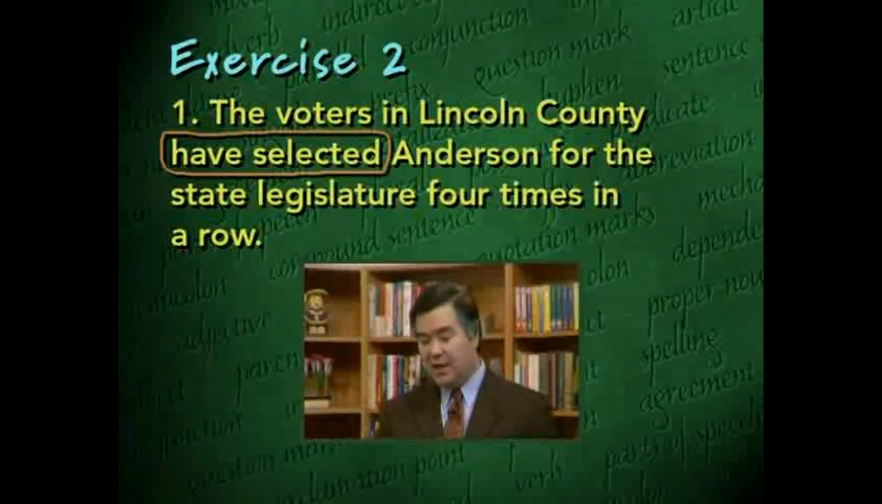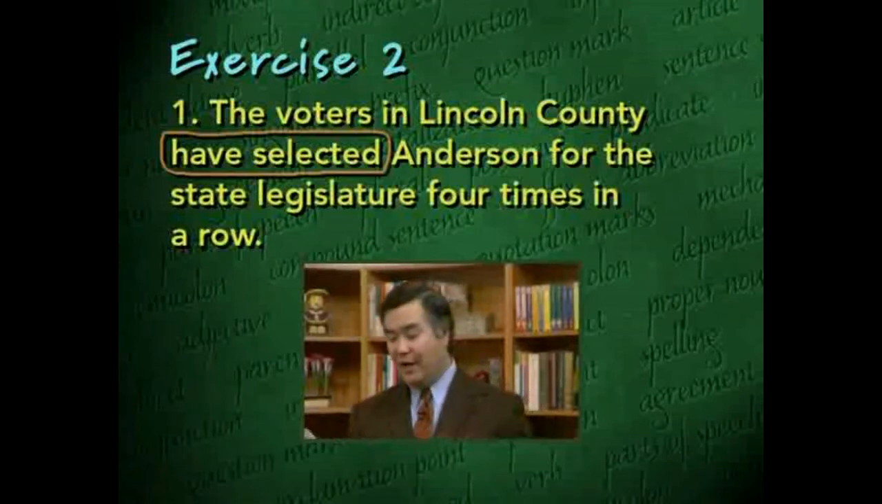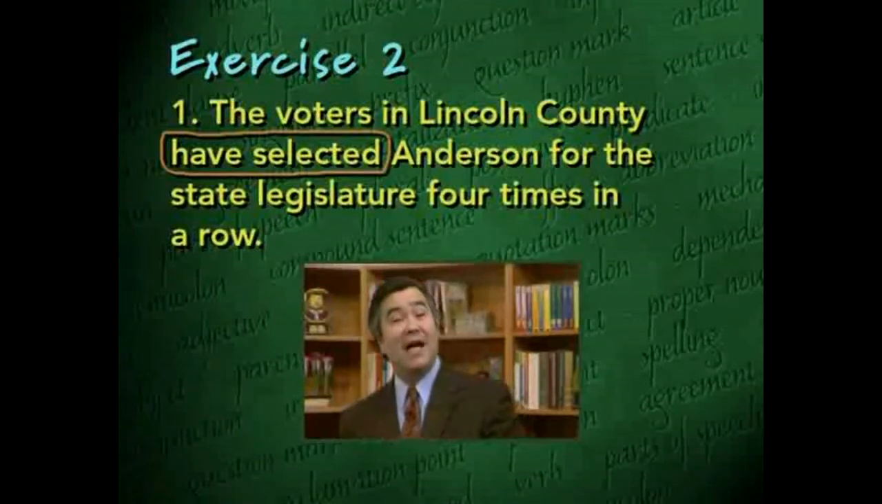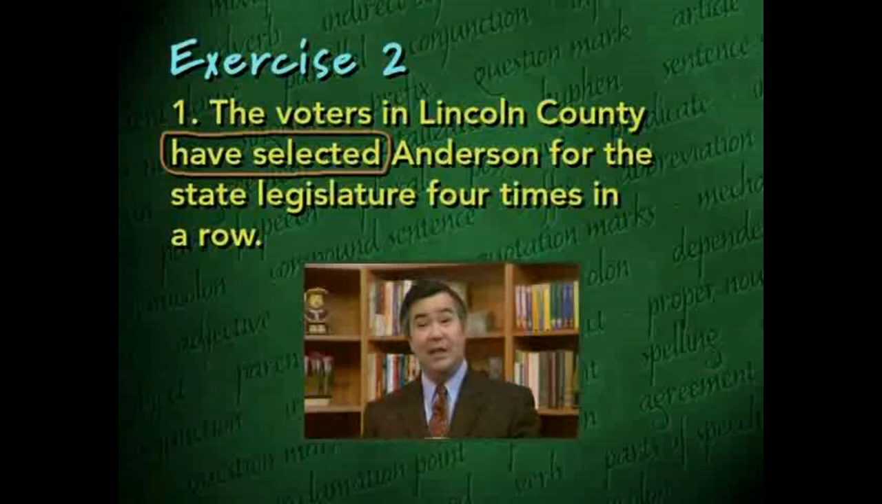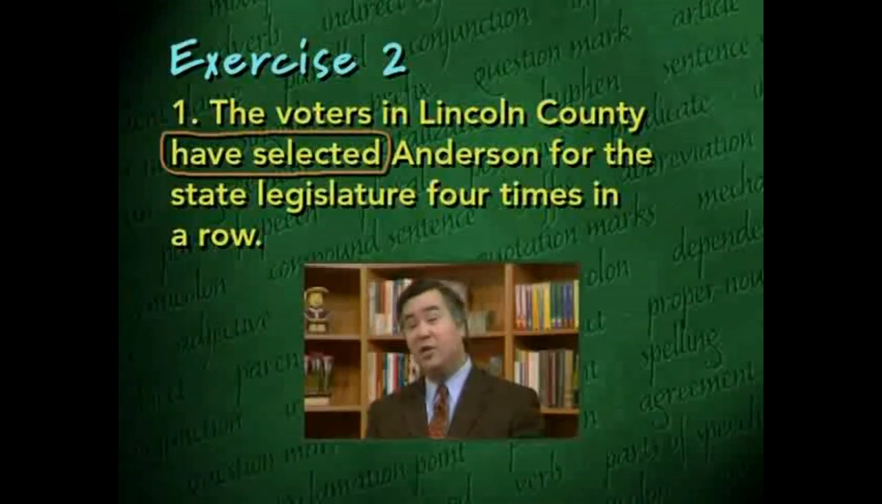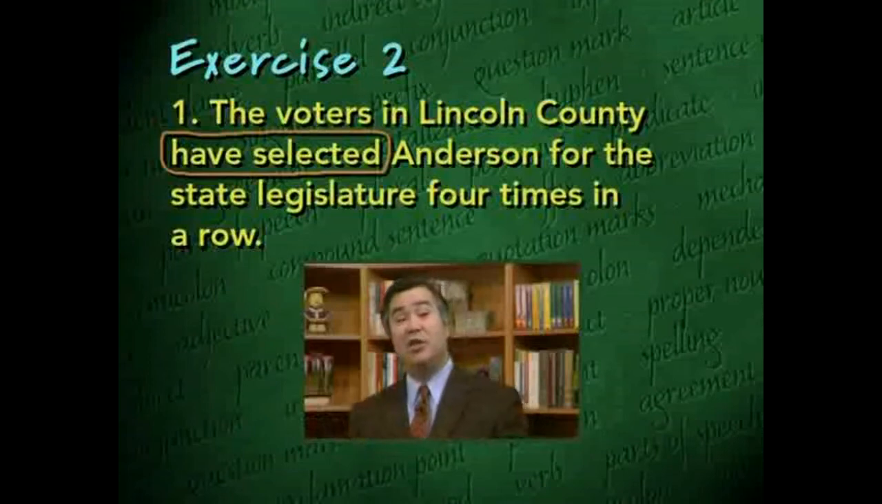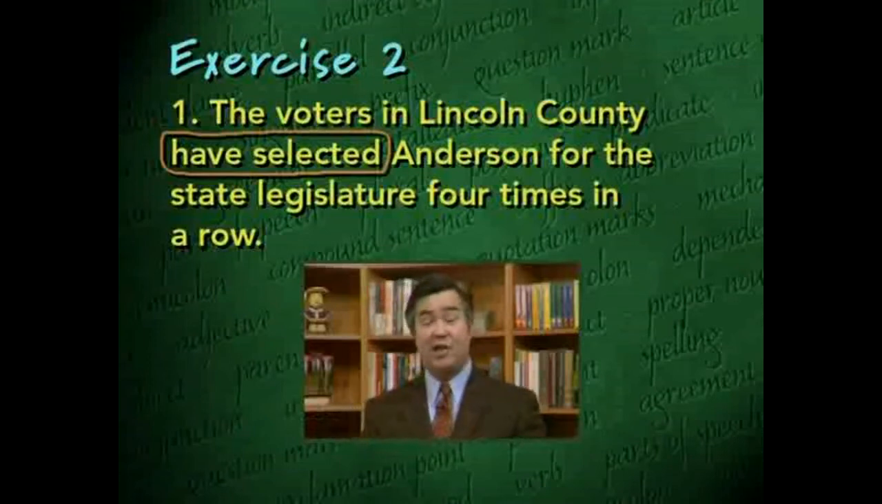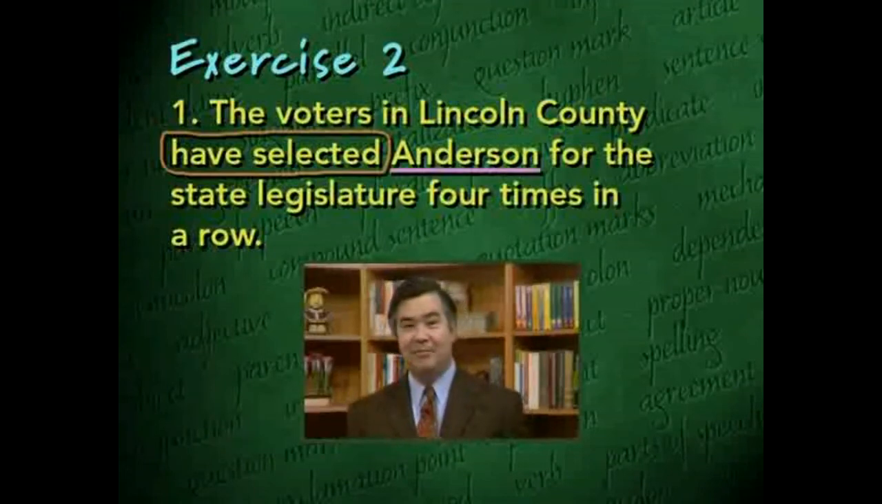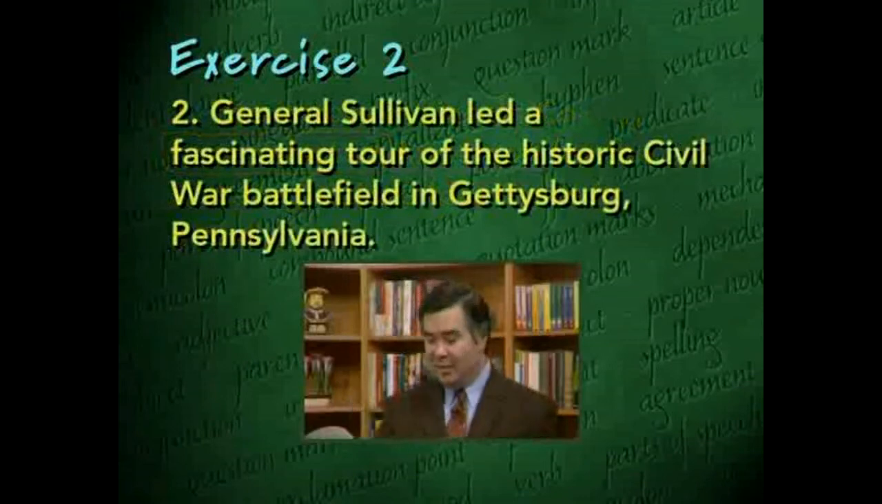The answer is the voters. The voters are the ones who have selected. Now, is there any word that receives the action of the verb have selected? That is, is there any word that answers the question what or whom after the verb have selected? Well, the answer is the voters have selected Anderson. Anderson receives the action of the verb have selected, and therefore Anderson is the direct object of the verb in this sentence.